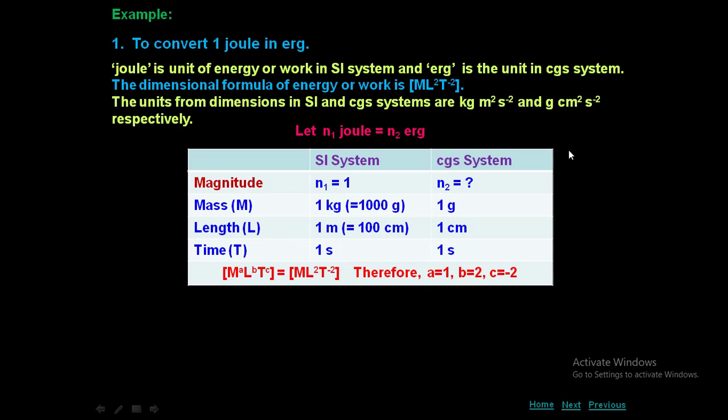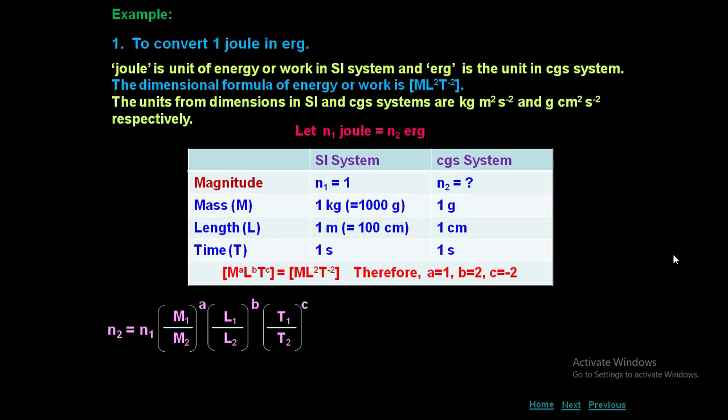In the same way, in the CGS system, 1 gram you can take directly, centimeter you can take, second. So here I converted kg in the SI system into CGS. Now if you compare M to the power a, L to the power b, T to the power c with the dimension formula M L square T power minus 2, in place of a we have 1, in place of b we have 2, in place of c we have minus 2.